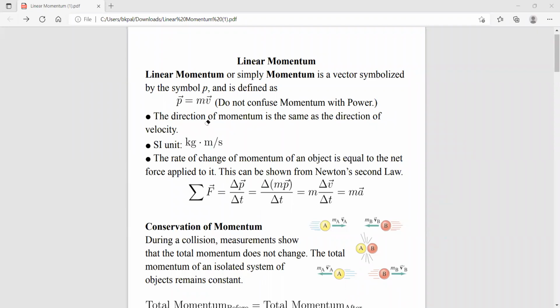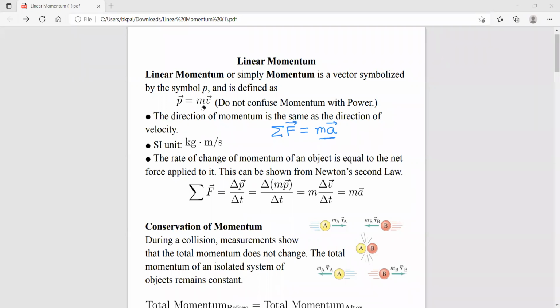Now momentum is related to the force. By the way, the mathematical definition of force is this one, right? It's basically Newton's second law. The net force is equal to the mass times the acceleration. Again, here you see it is the mass times acceleration. Here it is mass times the velocity. Again, do not confuse momentum with force.